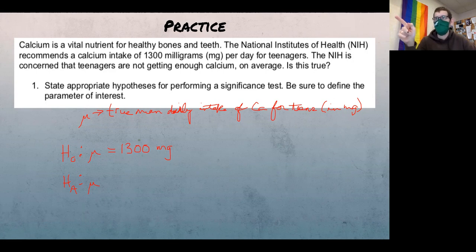Less than 1,300. There you go. So you're saying it in a phrase, and now we're putting it in math terms: teens really are getting less than 1,300 milligrams. Okay, those look like appropriate hypotheses to test.